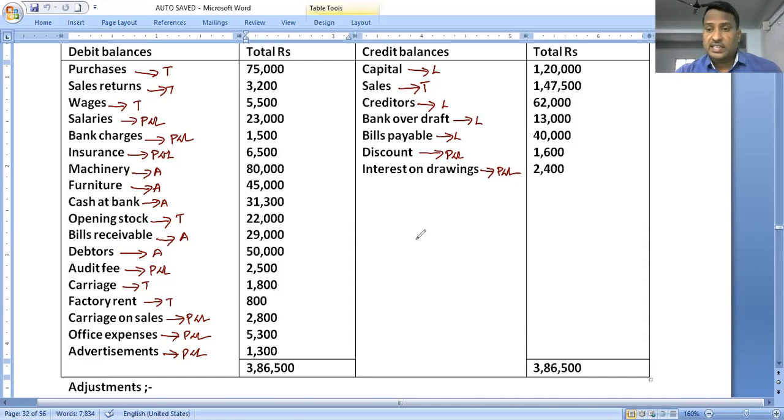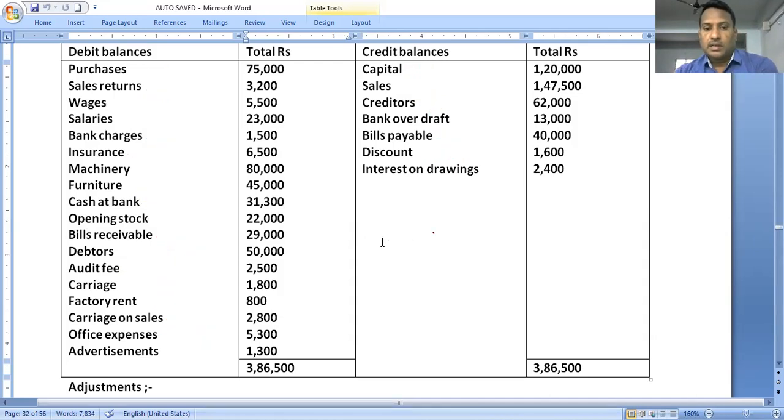Okay, now it's very clear, and let's move to the adjustments. We know that adjustments are affected twice in the final accounts. After you identify the contents of the trial balance properly, 80% of the problem is over. The remaining 20% depends on proper adjustments and calculations. Okay, my dear students, let's move to the adjustments.